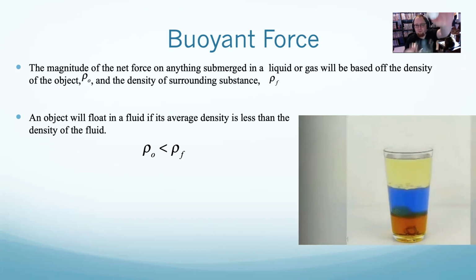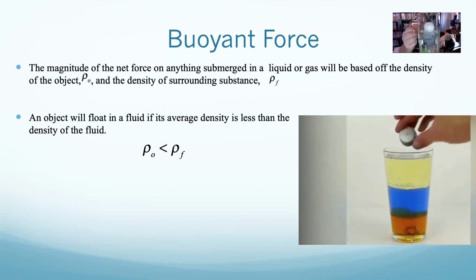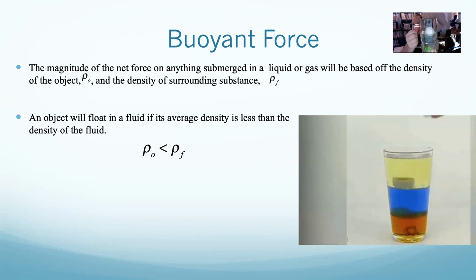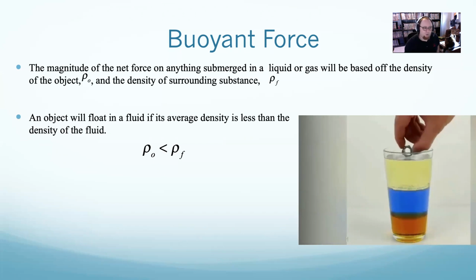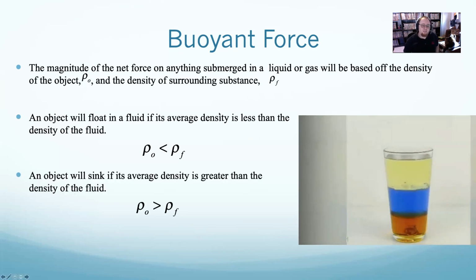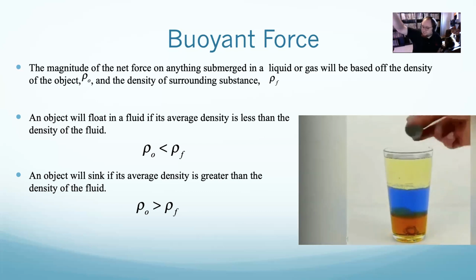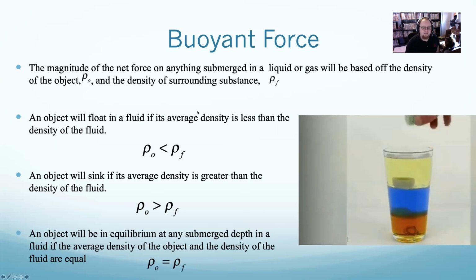This little styrofoam ball is less dense than water, so it floats on top. If I fully submerge it, it'll float to the top. That is because it is less dense than water. Any object that is more dense than the fluid will sink. That's why Yoshi sank to the bottom. He is more dense than water. And in general, if something has the same density as the fluid, it'll sit at the same spot.